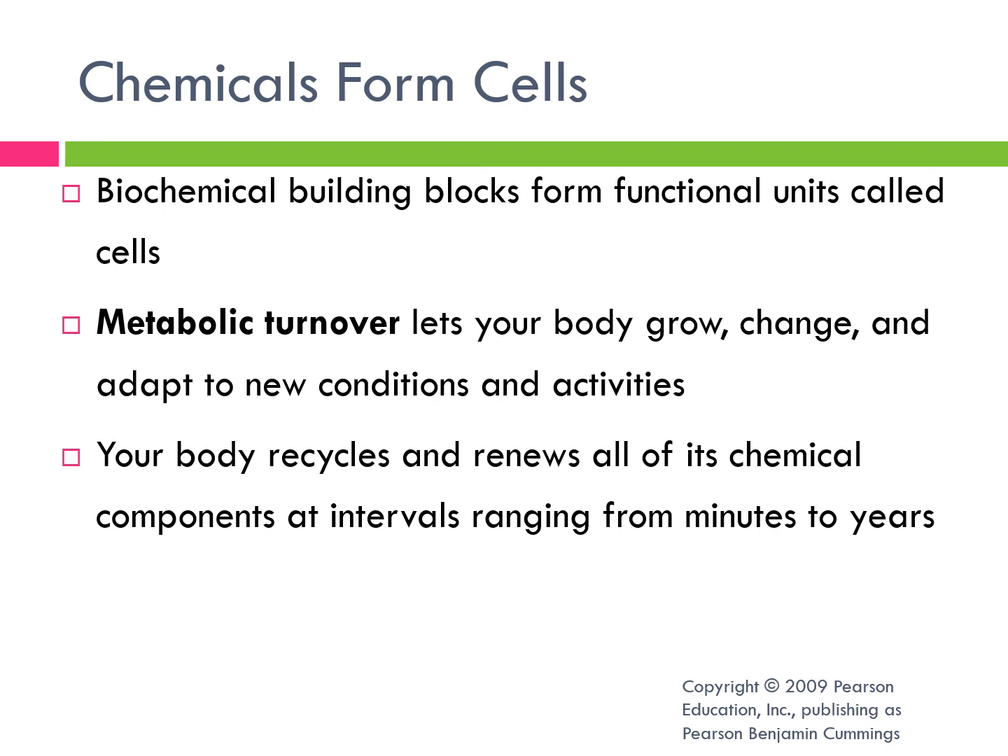So all of these different building blocks that we've been talking about form cells or functional units within our body. And then our cells differentiate to do different things. So we have muscle cells, we have nerve cells, we have heart cells, we have all these different kinds of cells. But metabolic turnover allows our bodies to grow, to change, to adapt, and our body recycles and renews all of its chemical components at different intervals.